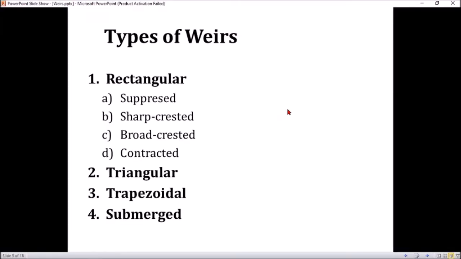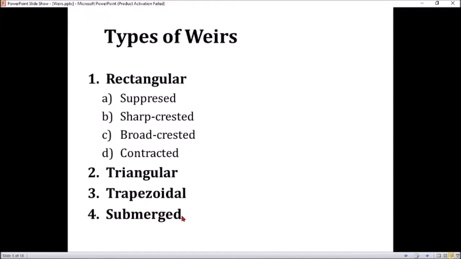So, types of weirs, we have rectangular, suppressed, sharp-crested, broad-crested, contracted. Ito lahat rectangle ito. Kasi syempre classified yung weirs natin in terms of shape. Actually, ito yung type number 1, number 2, and number 3. These are types of weirs according to their shape. Marami lang sub-categories sa rectangular: suppressed, sharp-crested, broad-crested, and contracted. Next is triangular, of course, triangle na weir, then trapezoidal na weir.